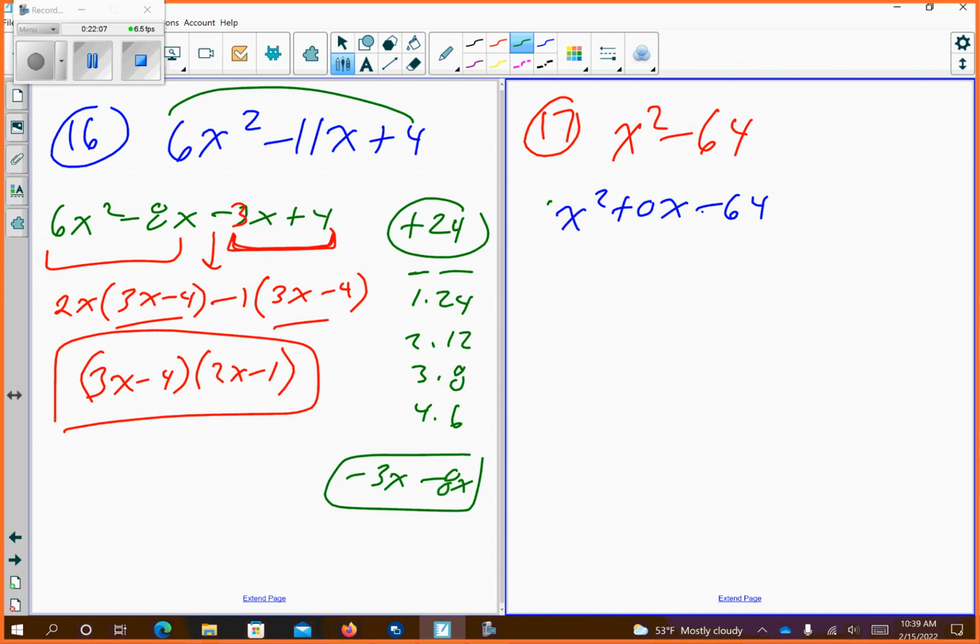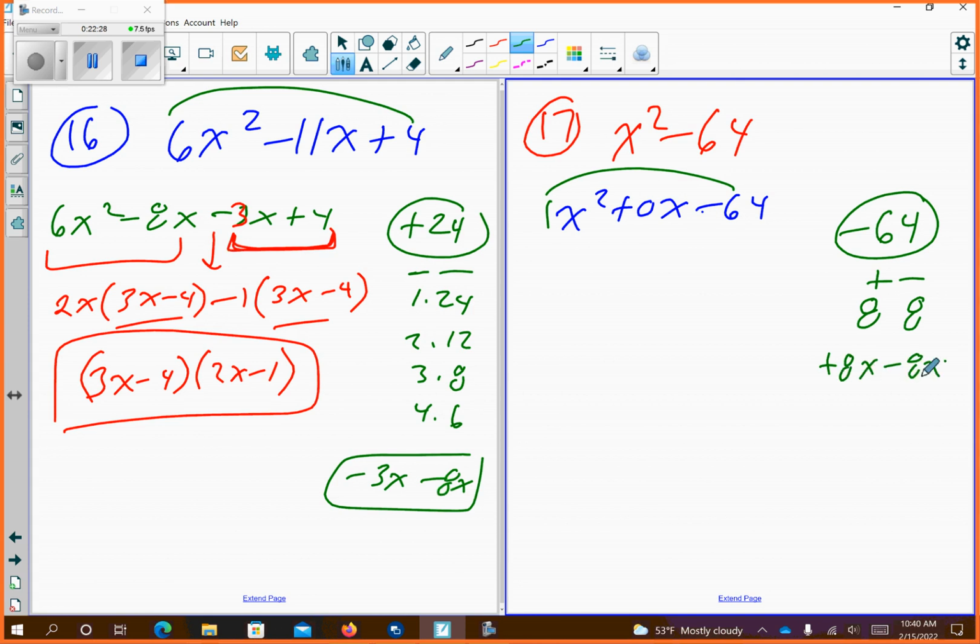Okay? So 1 out front. I get negative 64. What do you know about your signs? Positive, negative. What do you know about your numbers? They're the same. What's it? 8 and 8. Good. So I got a plus 8x and a minus 8x. That's going to fill this, the 0. Okay? Whatever order you want.